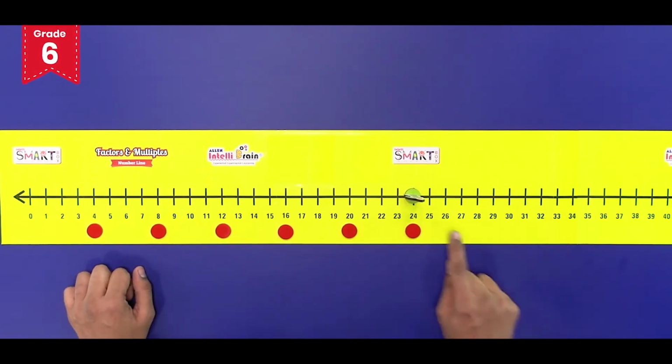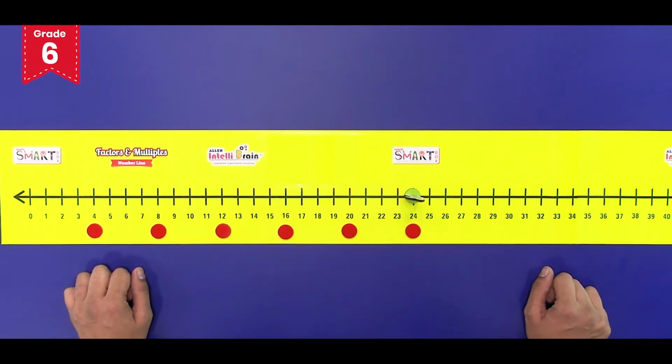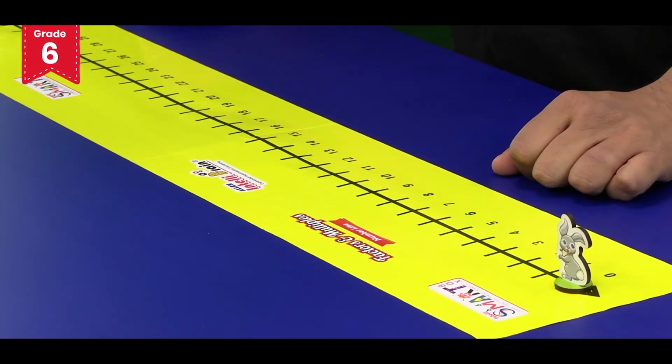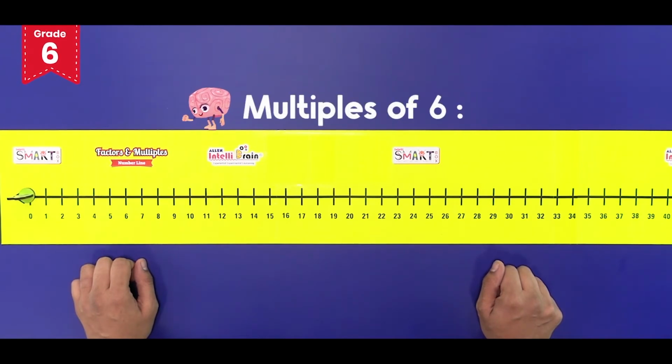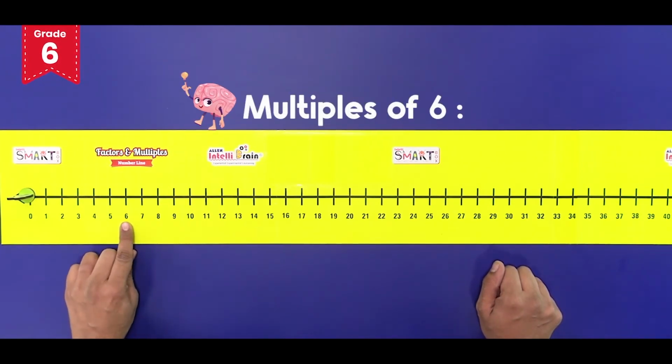As the bunny keeps moving on the number line chart by taking leaps of 4 numbers at a time, we keep finding the multiples of the number 4. And like this, we can identify the multiples of any given number. Let us repeat the same procedure to identify the multiples of the number 6.